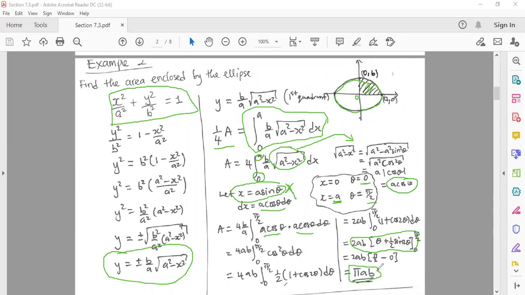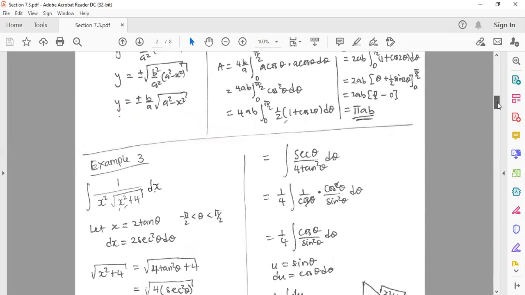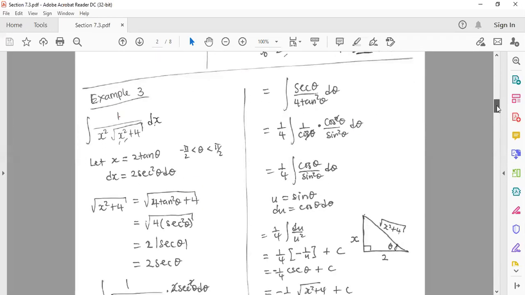Guys, please practice this example. Make sure you're very comfortable. If you don't understand something, send me an email, make an appointment, or see the tutors. All right, you have a WhatsApp group, ask questions in your WhatsApp group. Let's look at example 3. All right, example 3.